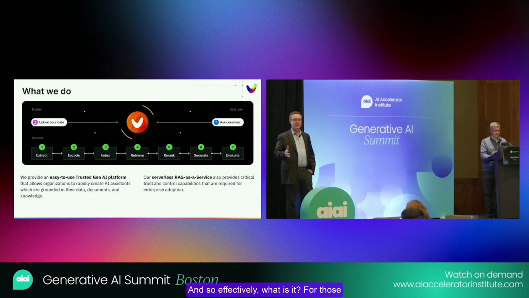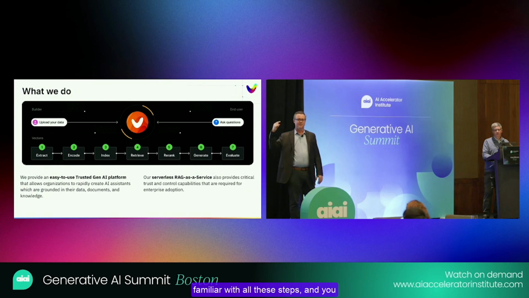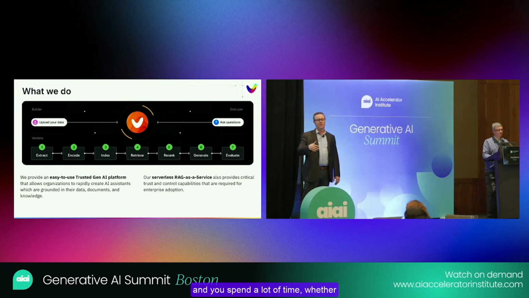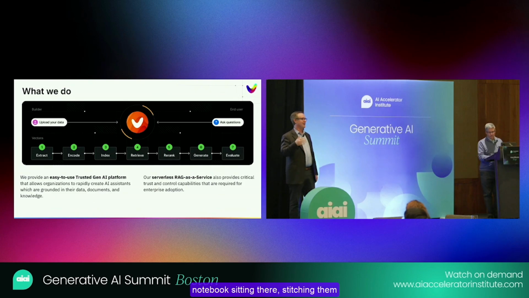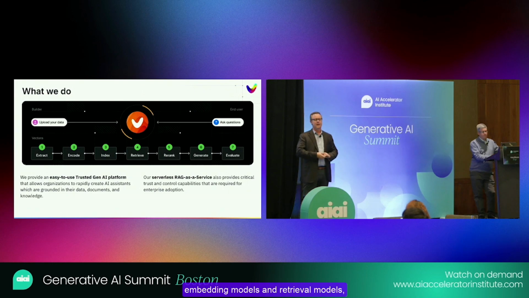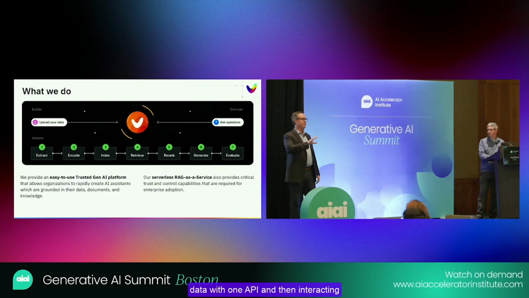And so effectively, what is it? For those that have built RAG solutions, you're familiar with all these steps, and you probably have a number of open source solutions for each of these pieces, and you spend a lot of time, whether that's in your Python or whatever notebook, sitting there stitching them all together and hoping you're going to get an end-to-end solution. So we've done all that pre-integration with some very advanced encoding and embedding models and retrieval models and our own LLM. And effectively, you just interact with Vectara by loading your data with one API and then interacting with a query response in another API.